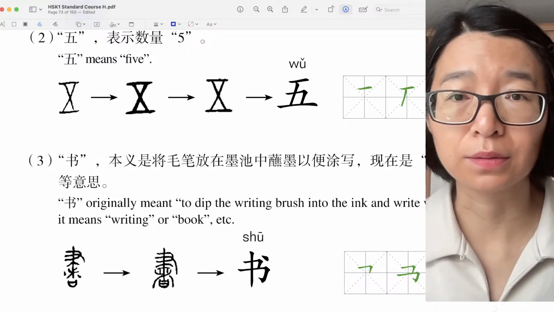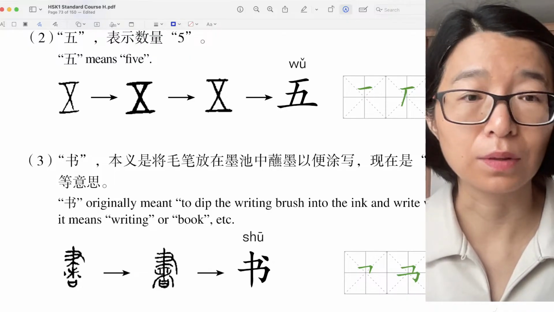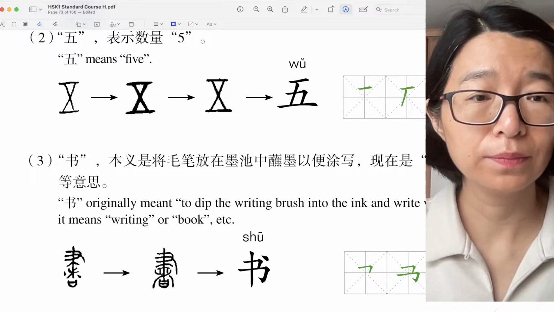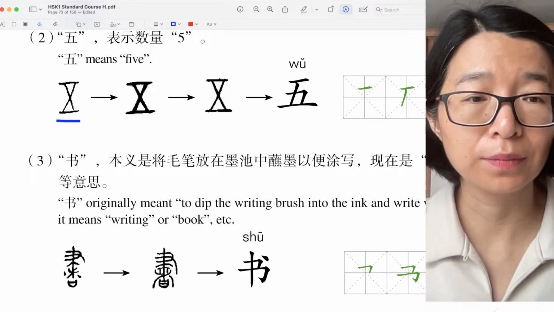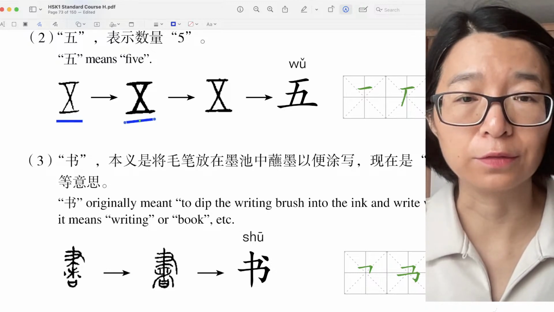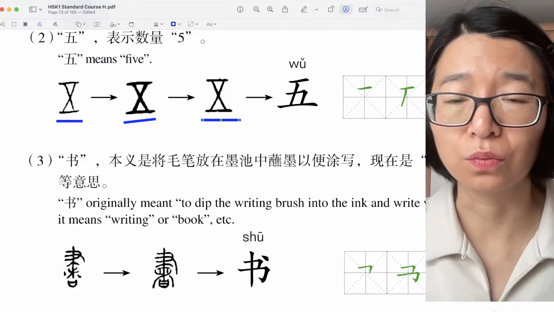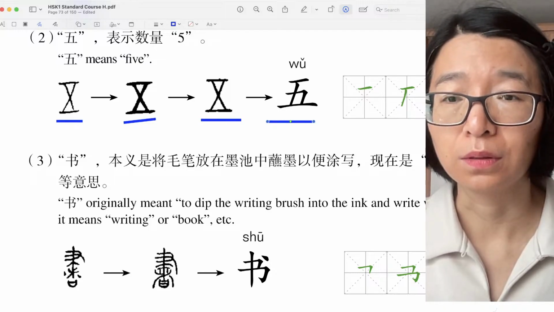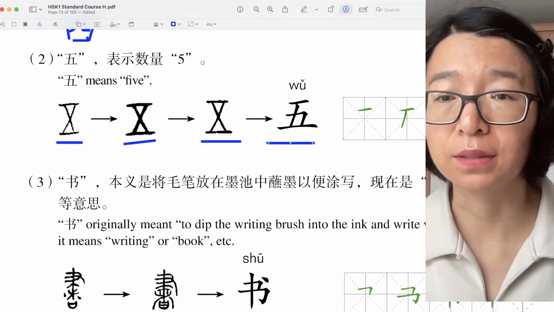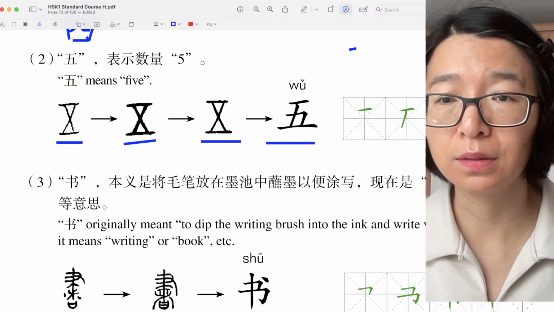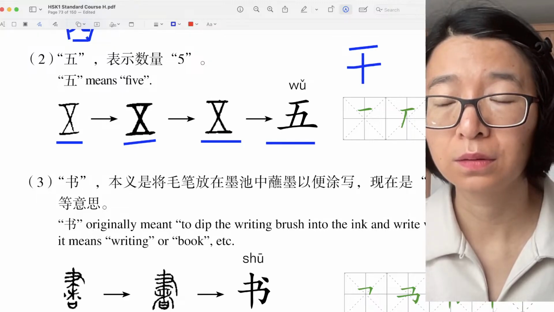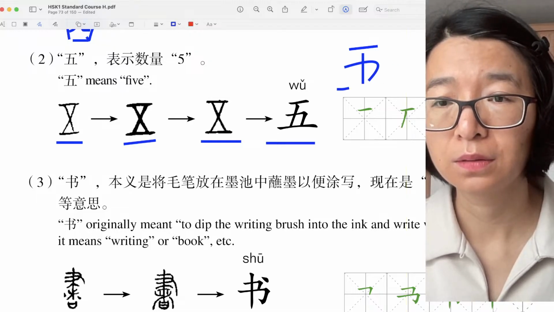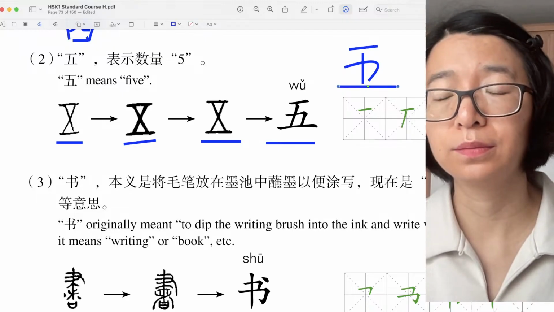Okay, this character. Okay, this is 五. You can say the evolution of this 五. Okay, how about we write together? Okay, 一, 二, 三, 四, 五.